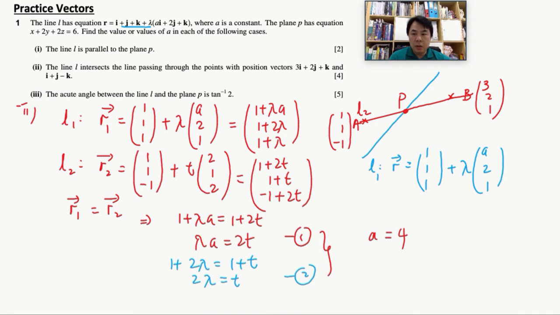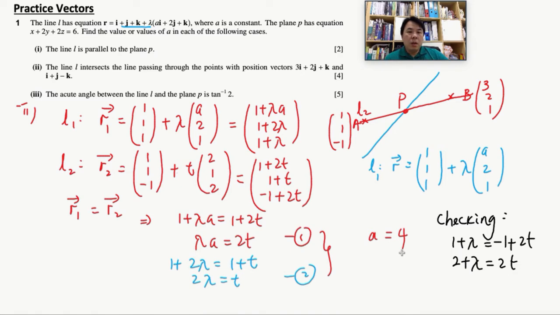So for checking, I will write down here to check whether our simultaneous equations is correct. We can use 1 plus lambda must be equal to -1 plus 2t, and then knowing this as 2 plus lambda equal to 2t. Now knowing that a is 4, we can substitute back here. So if a is 4, therefore we have t equal to 2 lambda here, and then we can also solve these two sections here.